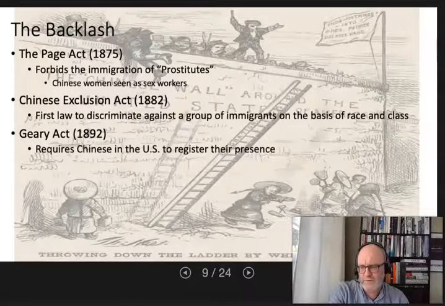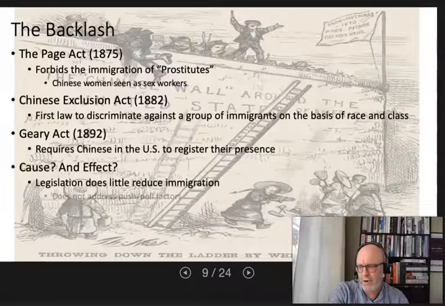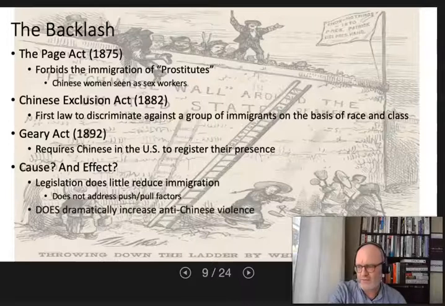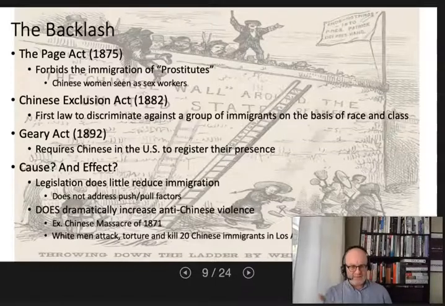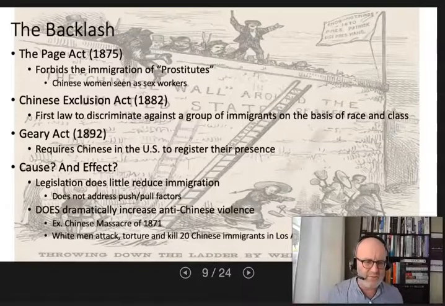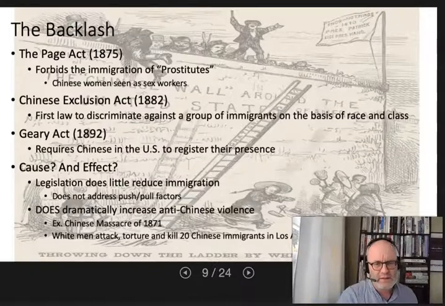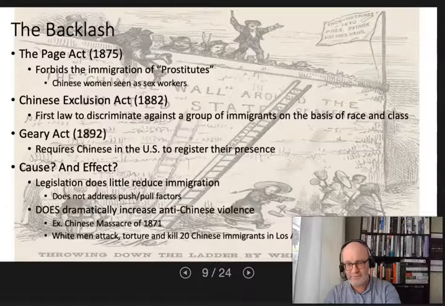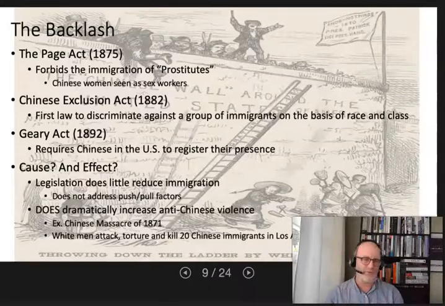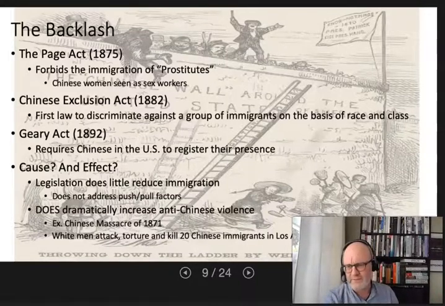The Geary Act is the first law to make people carry a photo ID. 1892. We take this for granted now in the 21st century, but the Geary Act is the first. And again, as I've said, what is the cause? What is the effect? It reduces immigration a little bit, but it doesn't address, if there's demand for labor in the United States, you're going to have a demand for laborers. If there's negative factors in southeastern China, that's a push factor for immigration. If you don't address push and pull factors, people are going to leave, right? What it does, as I've said, is increase anti-Chinese violence.